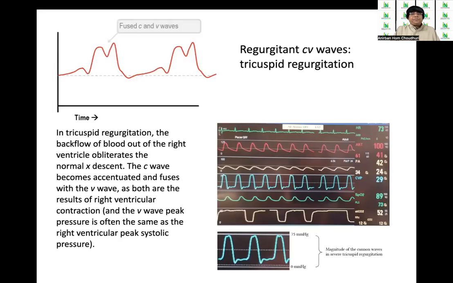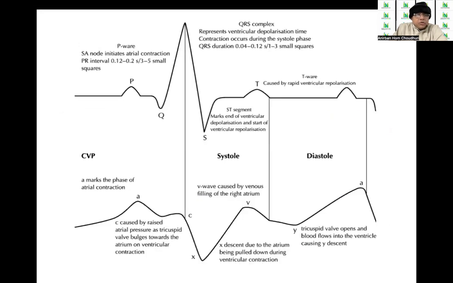Next, if you see again, another cause of regurgitant CV waves is tricuspid regurgitation. What happens? The backflow of blood out of the right ventricle obliterates the normal X descent. Because if you remember, we had shown you that this X descent is due to the atrium being pulled down during the ventricular contraction.